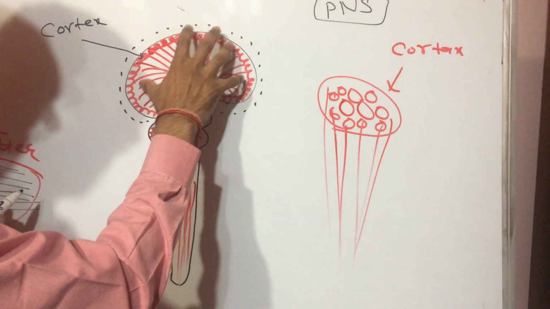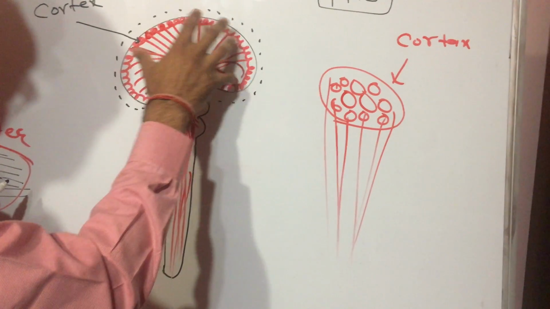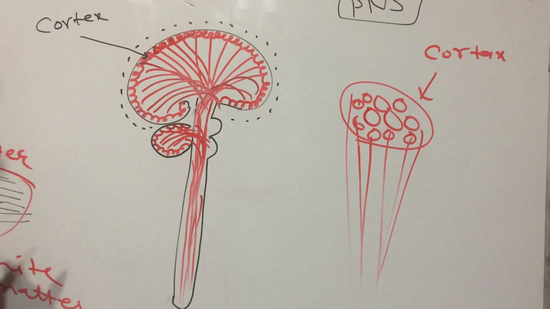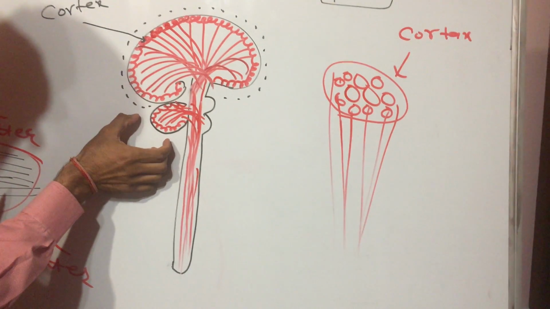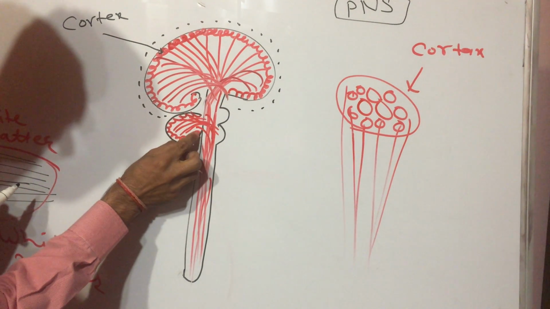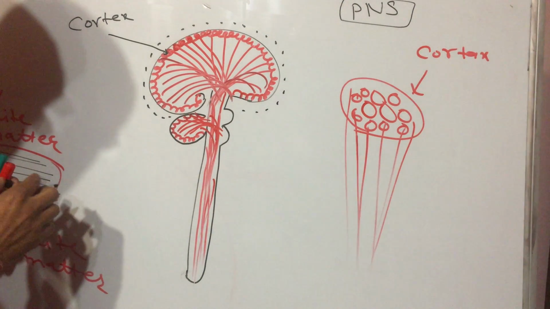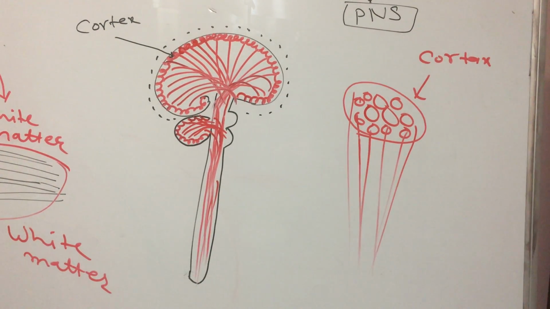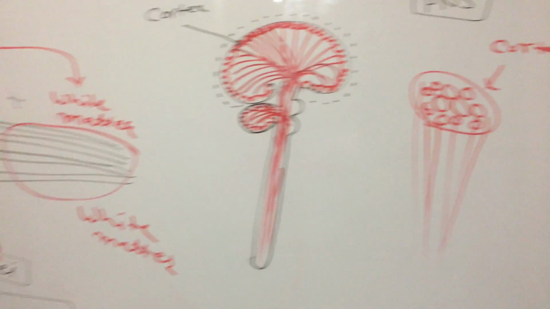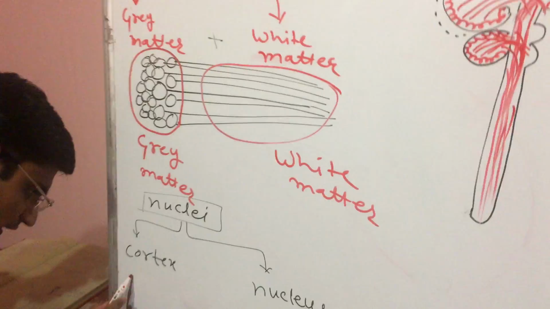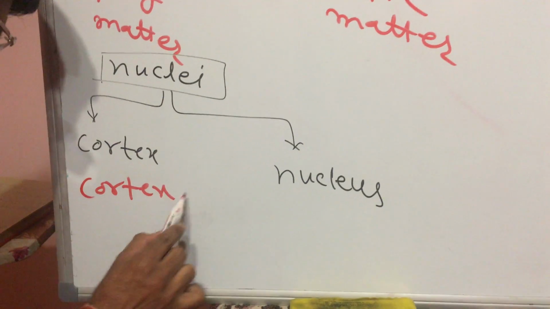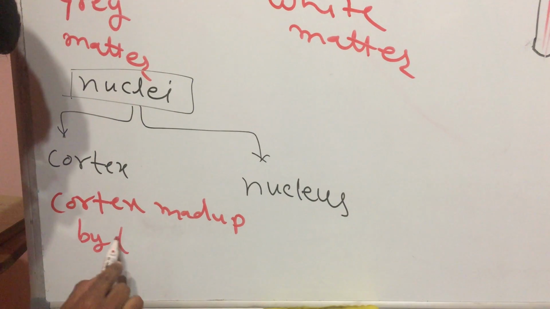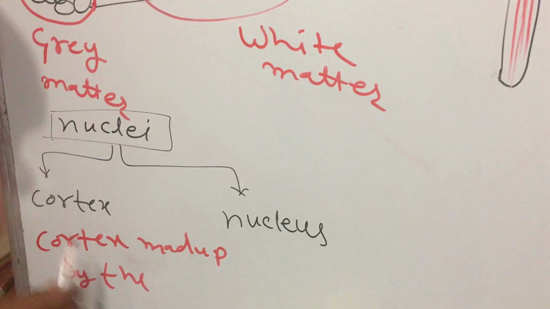This is in the cerebrum, so we can say this is the cerebrum cortex, and this is in the cerebellum, so we can say this is the cerebellum cortex. So we can say the cortex is made of gray matter.